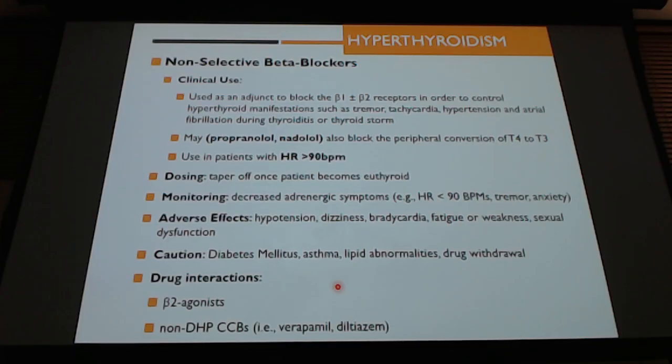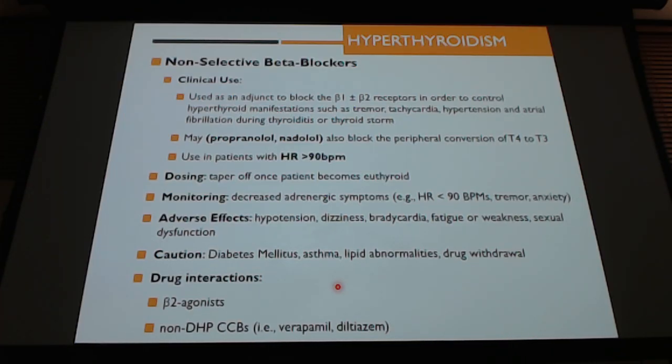Making sure that you're understanding that you can leave your patient on this while they're taking their medications for hyperthyroidism if they're still having those symptoms occur. And then over time, especially if they've been on for a longer period of time, we need to taper them off of these medications. Can't just abruptly stop them.